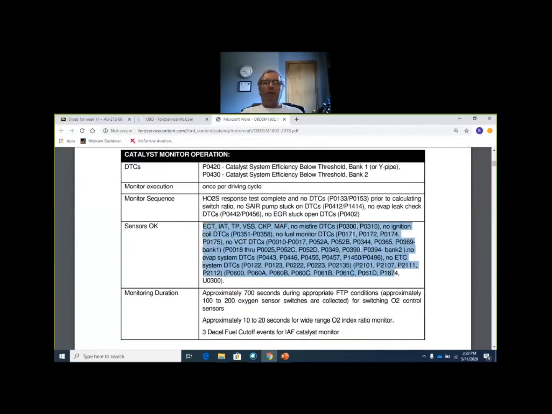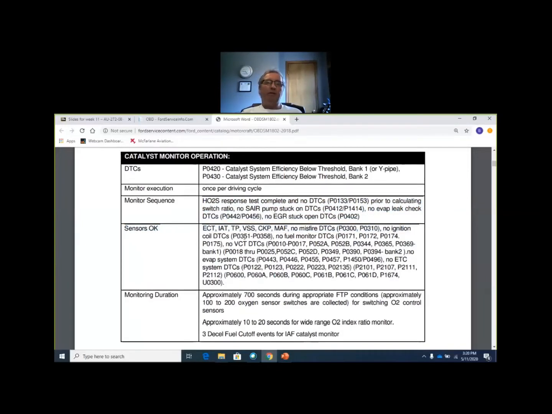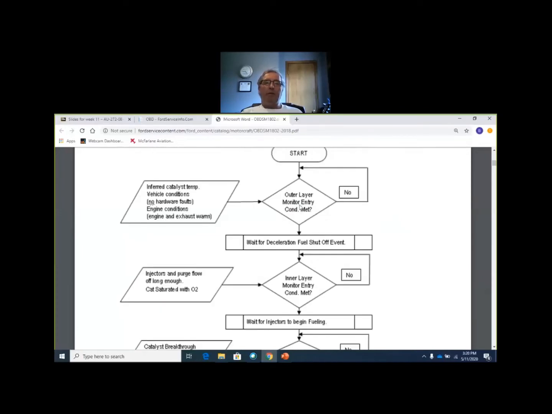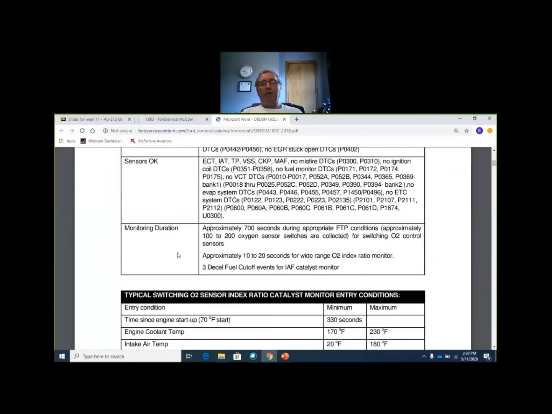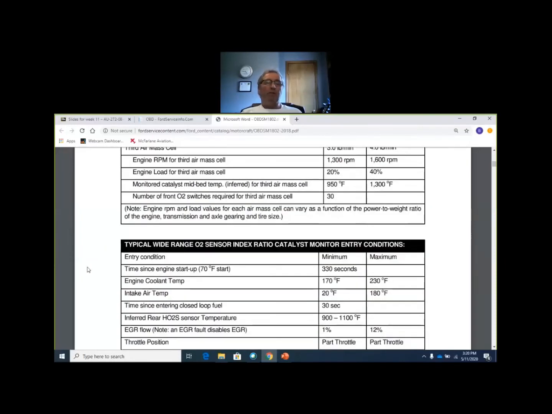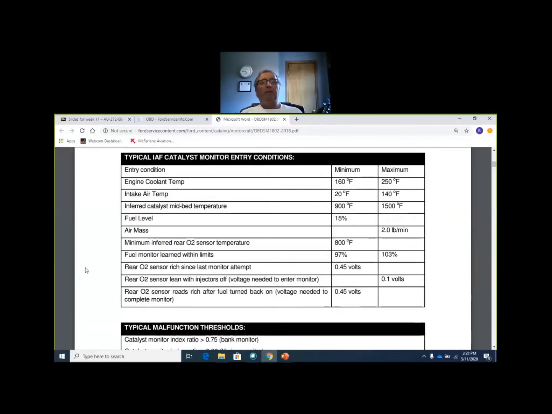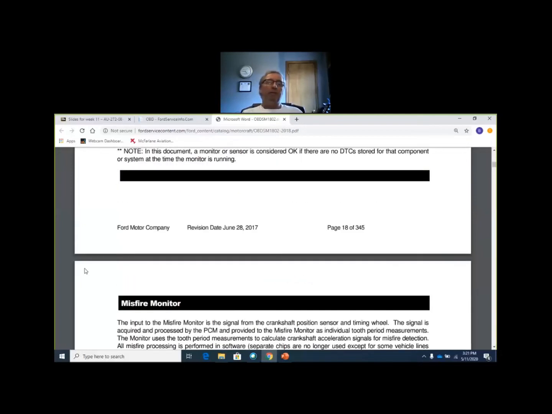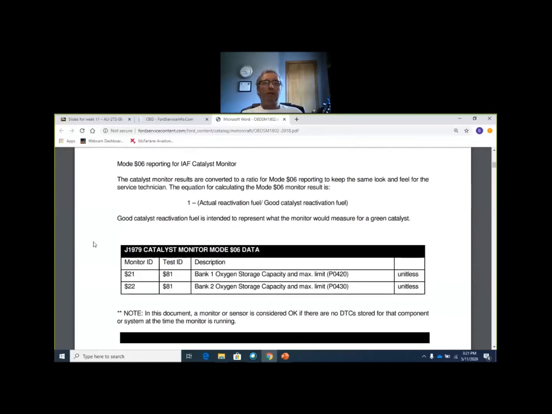So here's the HO2S response test. You can't have any of these codes for oxygen sensors. You would never meet the entry conditions, and so the catalyst monitor wouldn't fail, it just wouldn't run. You'd have to fix the other problems first. So if you actually get a catalyst monitor that runs and then fails, hate to tell you, but your catalytic converter needs to be replaced.